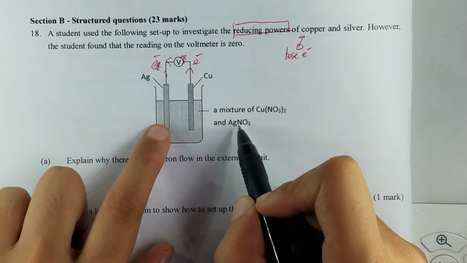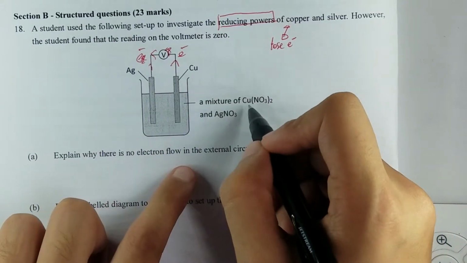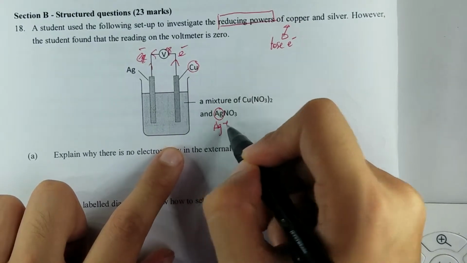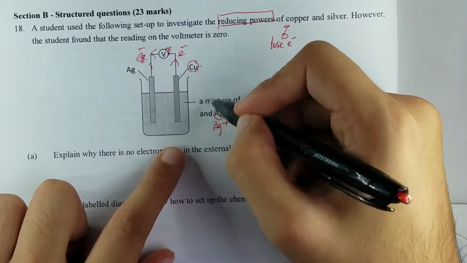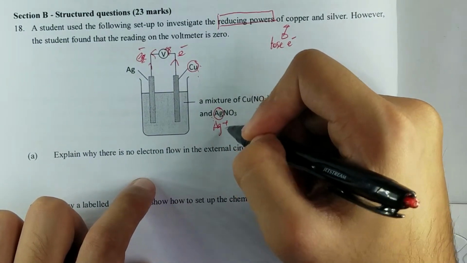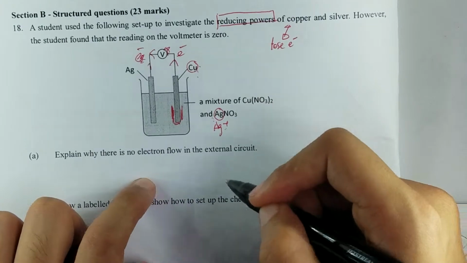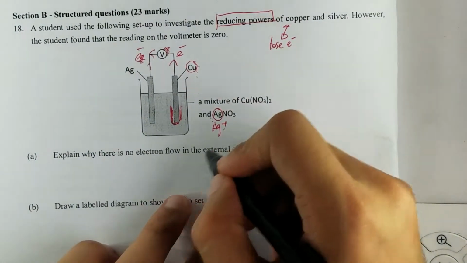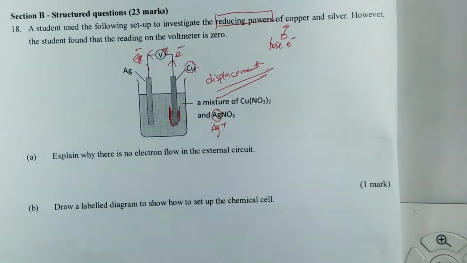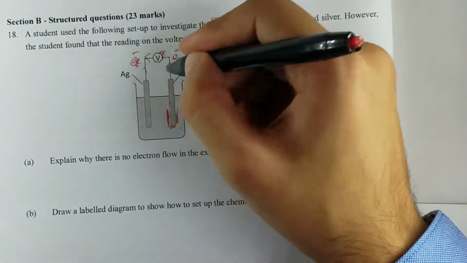Instead of the electrons moving through the external circuit, what exactly is happening is copper and the silver nitrate. Which one is stronger in terms of electrochemical series? Copper. So that means silver will be displaced. So silver will start to displace over here. So therefore, displacement reaction will occur. Because the ions are transferred because of displacement reaction, therefore no electrons will be going outwards.